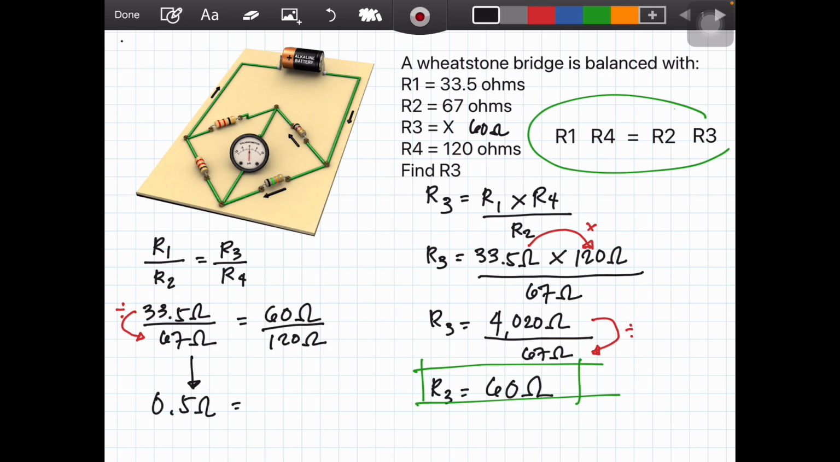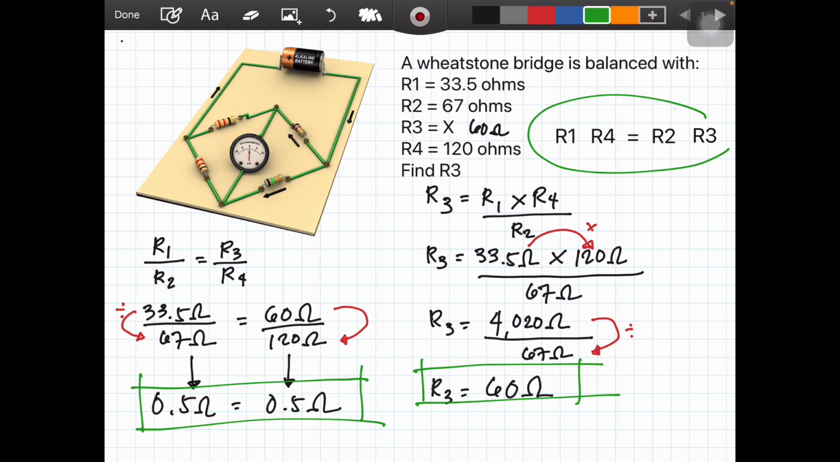Okay? Now, next, 60 divided by 120 in ohms, we get 0.5 ohms. Oh, okay. Oh, and we now proved it was really balanced. We checked if those resistors are balanced, and indeed they are balanced.